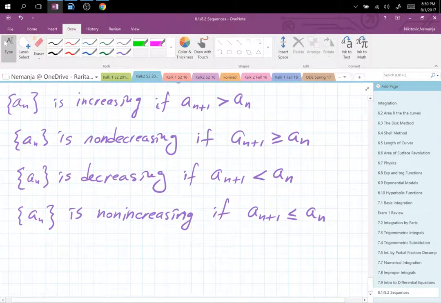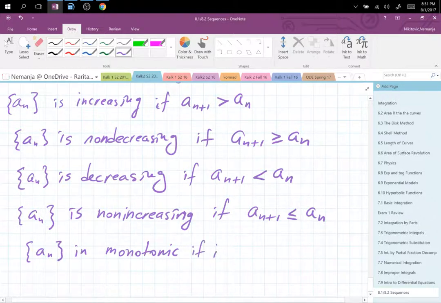Then a_n is monotonic if it is either non-increasing or non-decreasing.